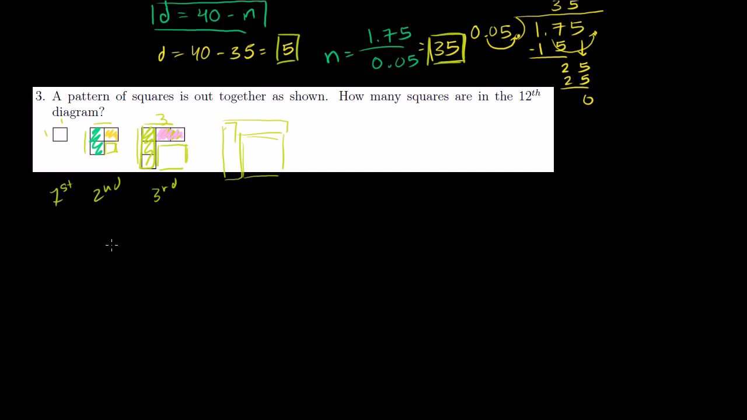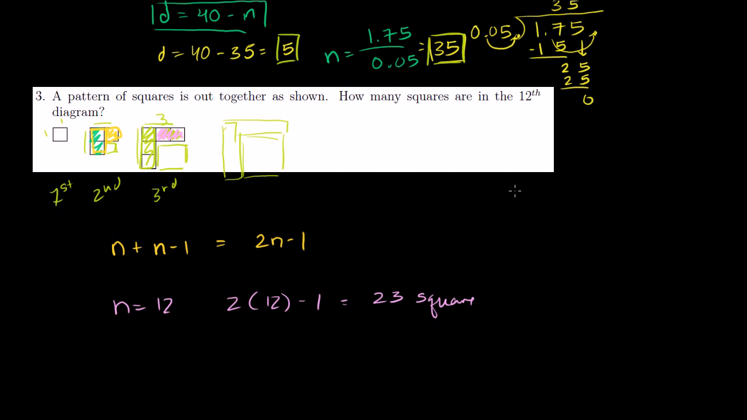So in general, the number of squares, for any n, is going to be n plus n minus 1, which is the same thing as 2n minus 1. And it works, right? 2 times 3 minus 1 is 5. 1, 2, 3, 4, 5. So it works for these three. So when n is equal to 12, it's going to be 2 times 12 minus 1, which is equal to 24 minus 1, which is equal to 23 squares in the 12th diagram.